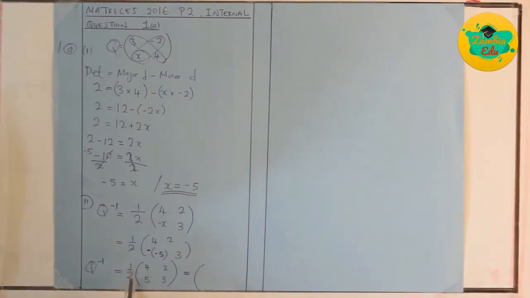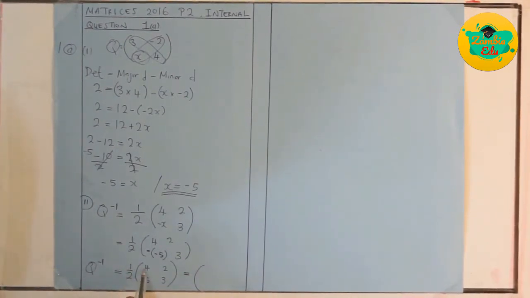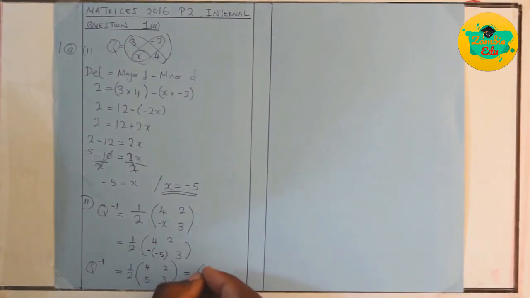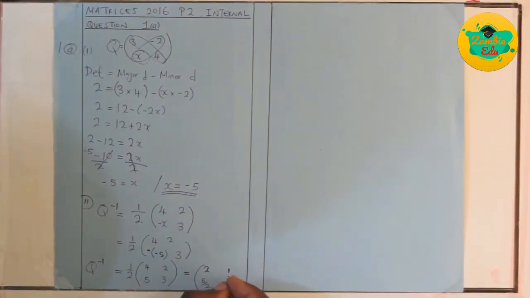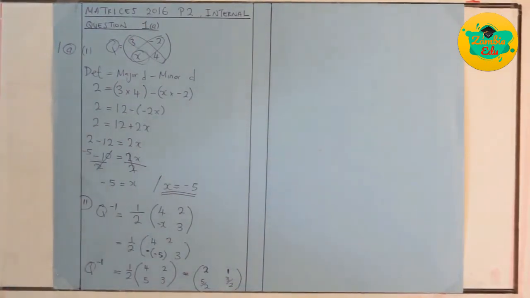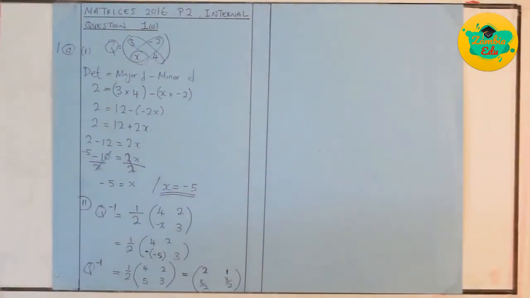on this part. 1 over 2 times 4, it gives us a 2. 1 over 2 times 5, it gives us a 5 over 2. 1 over 2 times 2, it gives us a 1. And 1 over 2 times 3, it gives us a 3 over 2. That way, it is also acceptable.